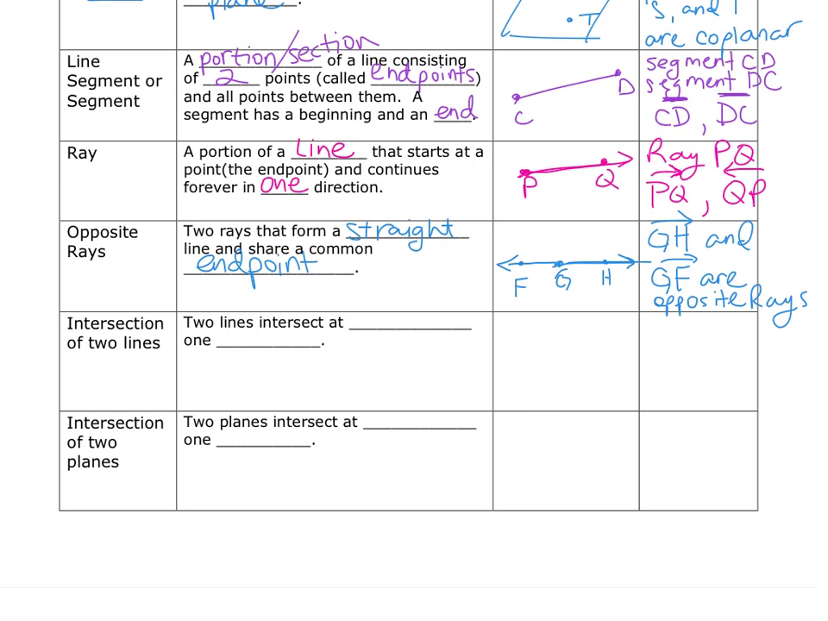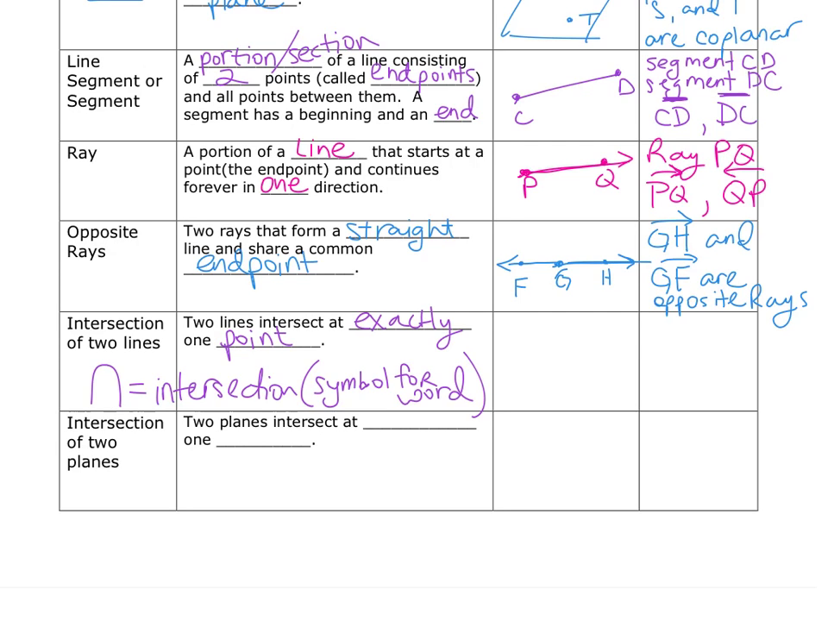Next, for the intersection of two lines, we have two lines that intersect at exactly one point. A symbol for intersection is this upside down capital U. So sometimes you could always see that.